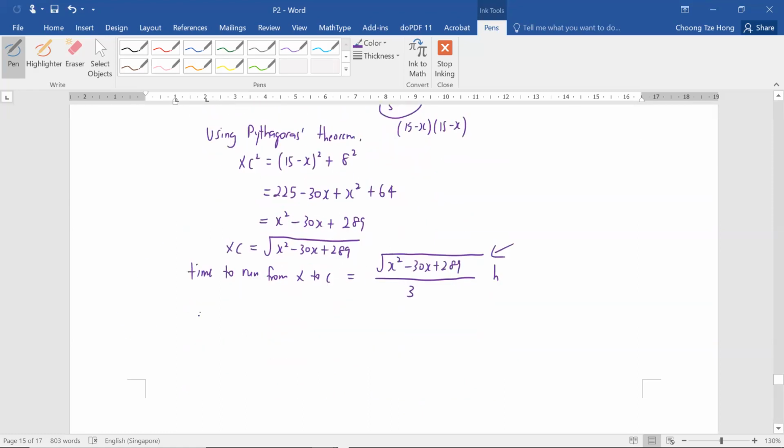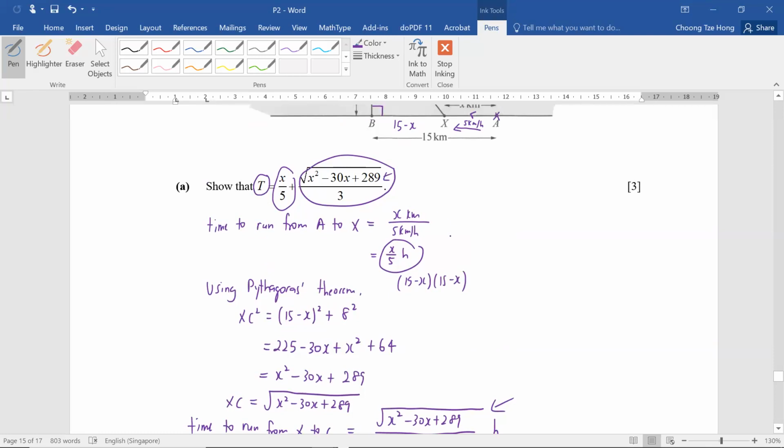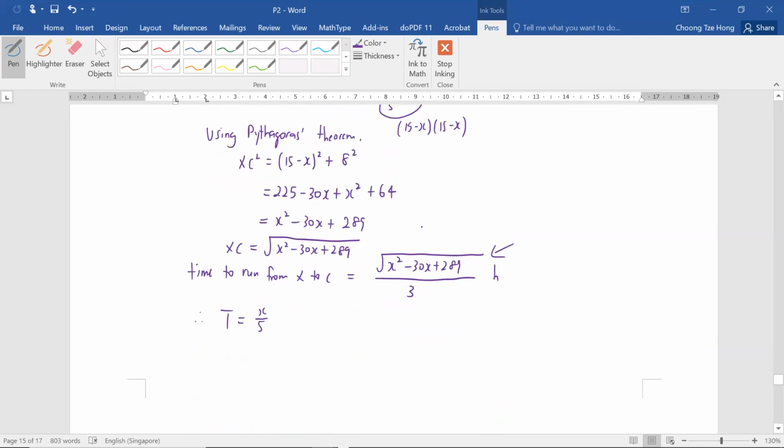Therefore, t equals x over 5, the time taken to run from a to x over 5, plus the time taken to run from x to c. So this will be the time taken, right? So we have shown it already.